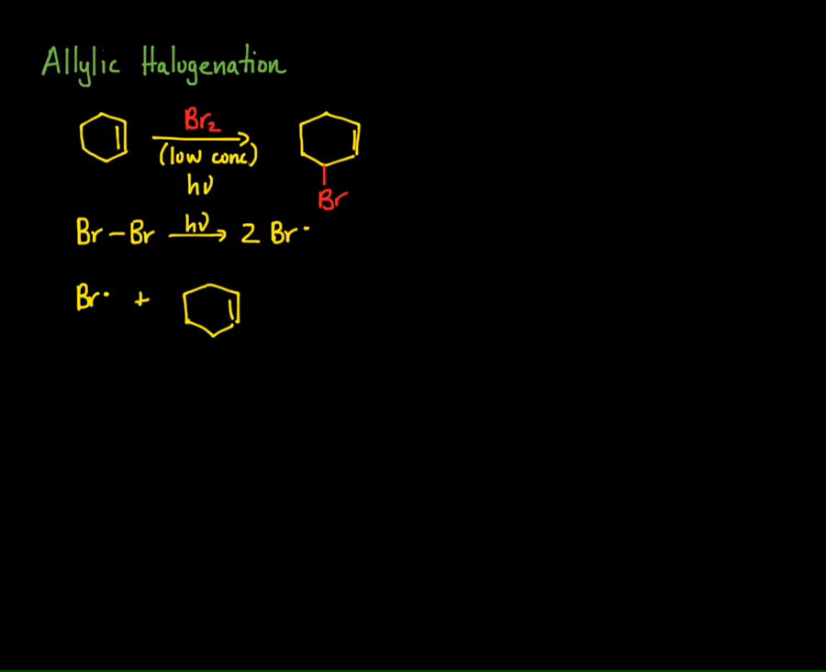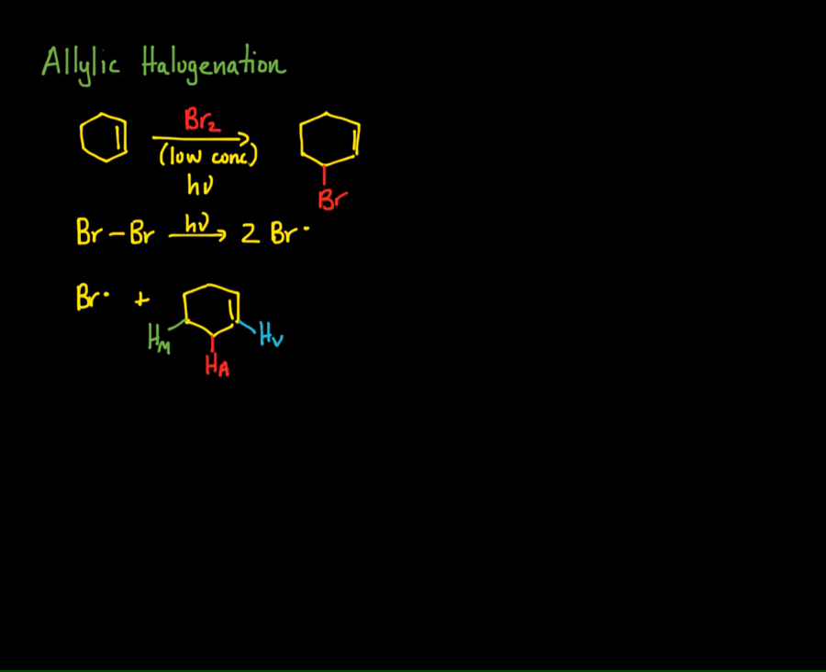Now, we've already seen that bromine radicals abstract hydrogens from alkanes. And the question is, what's going to happen when a bromine radical reacts with an alkene? If we're looking at this particular example, we can see that there are three different types of hydrogens. So the first hydrogen is a vinylic hydrogen, right? The second hydrogen is an allylic hydrogen. And the third hydrogen is simply a normal methylene hydrogen. And we can look at the energetics of the radical that forms when any one of these hydrogens is abstracted. So let's take a look at that.